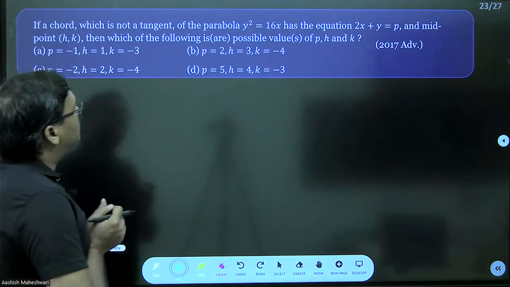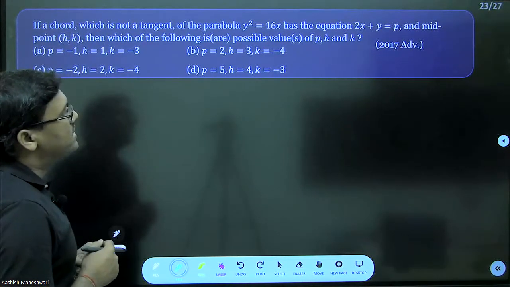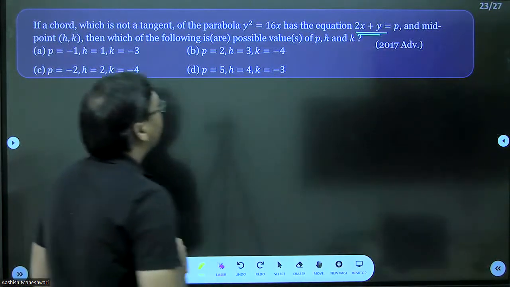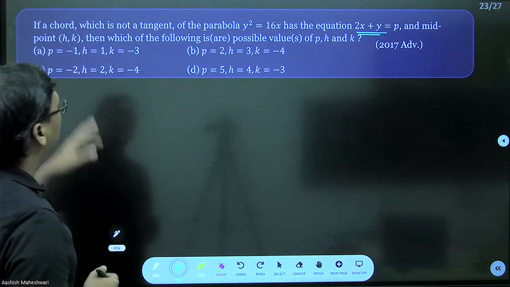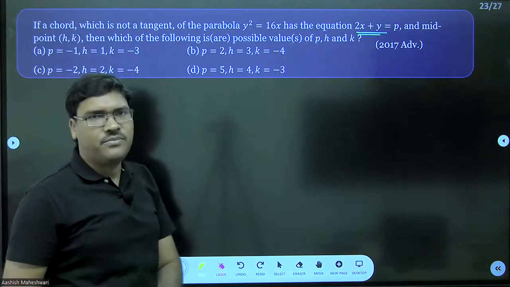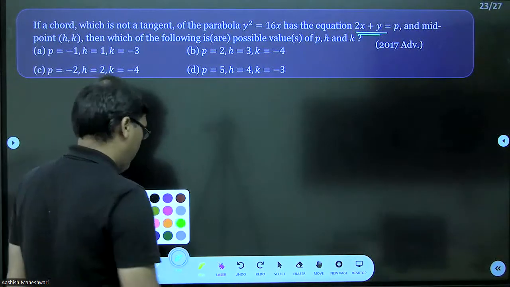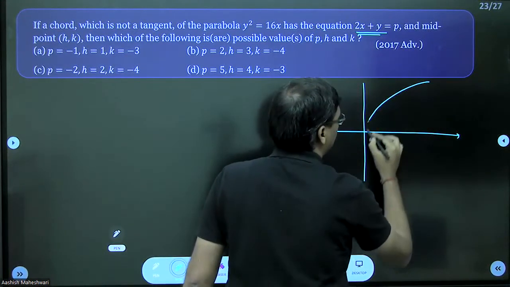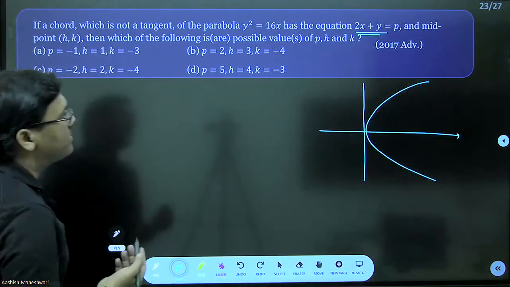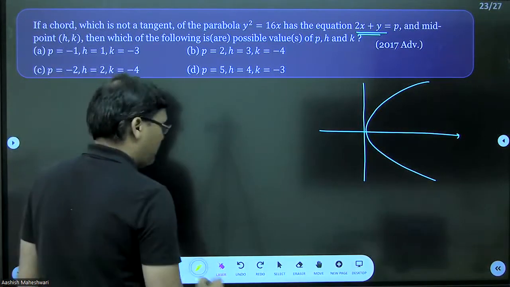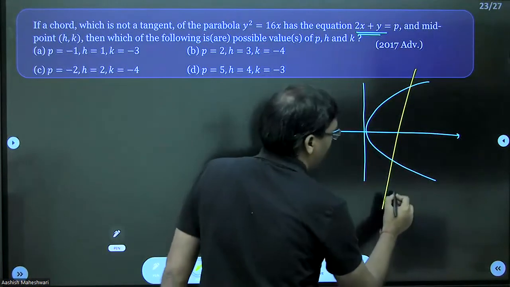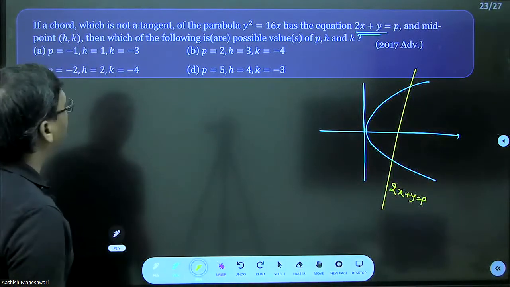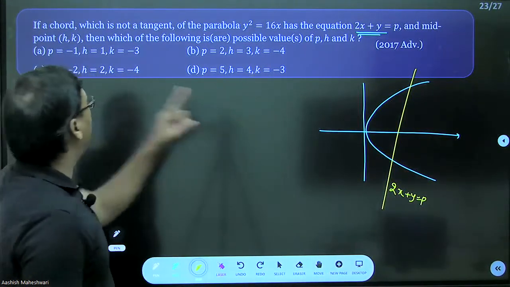If a chord which is not a tangent to the parabola y square equal to 16x has equation 2x plus y is equal to p and midpoint h comma k, then what can be the possible combination of p, h, k? Okay, so now again see, let's say this is the parabola. The question is y square equal to 16x, and we have some chord which is not a tangent. Let's say this is the chord 2x plus y is equal to p, and the midpoint of this is h comma k.